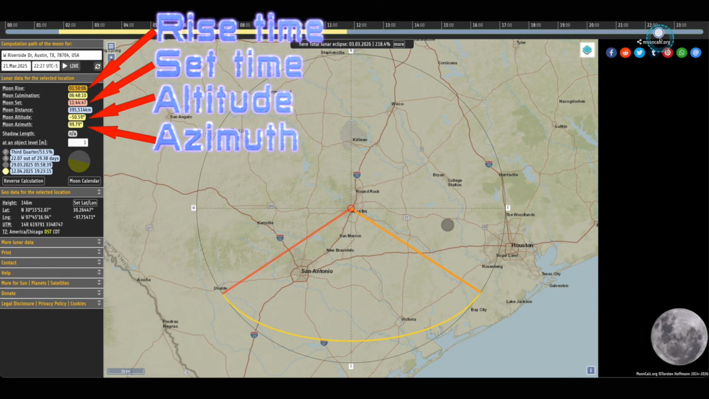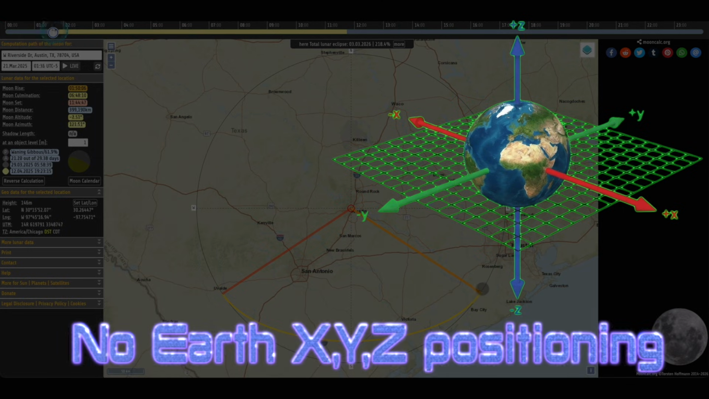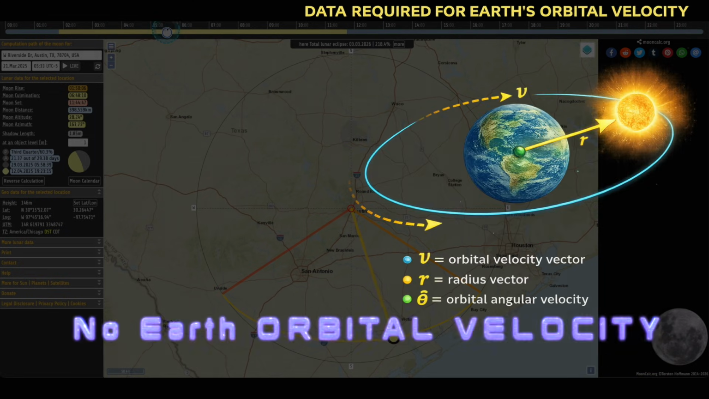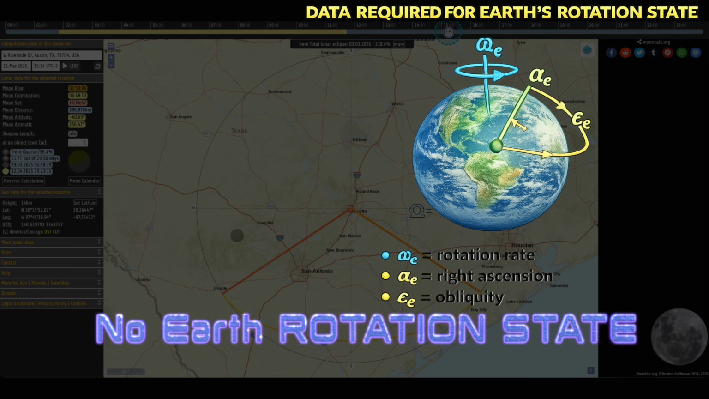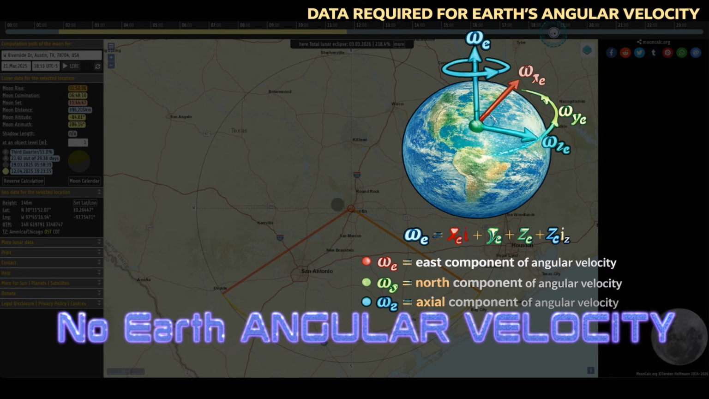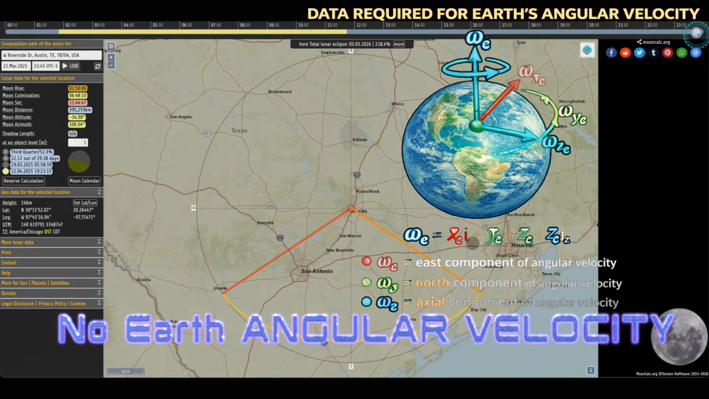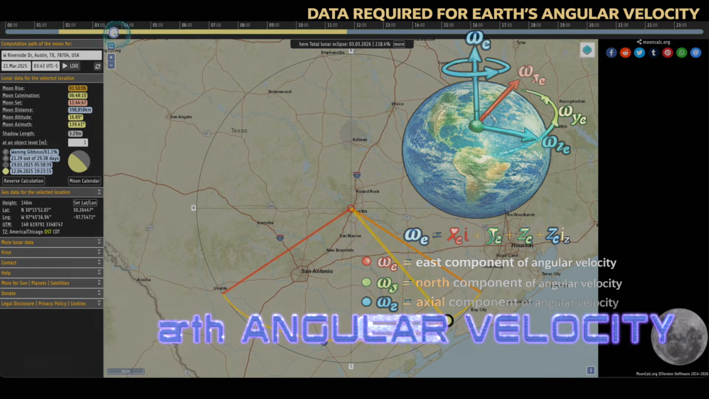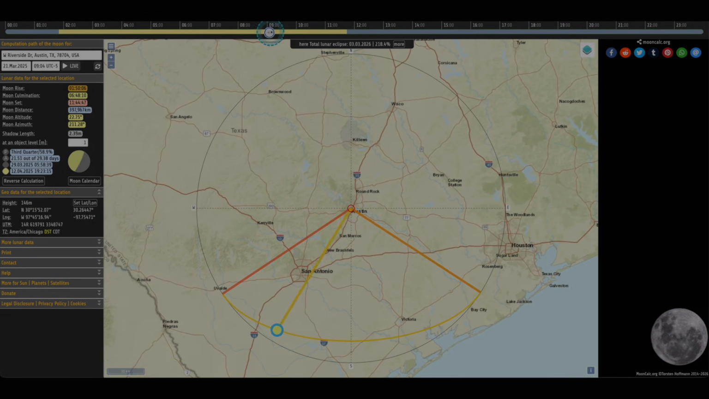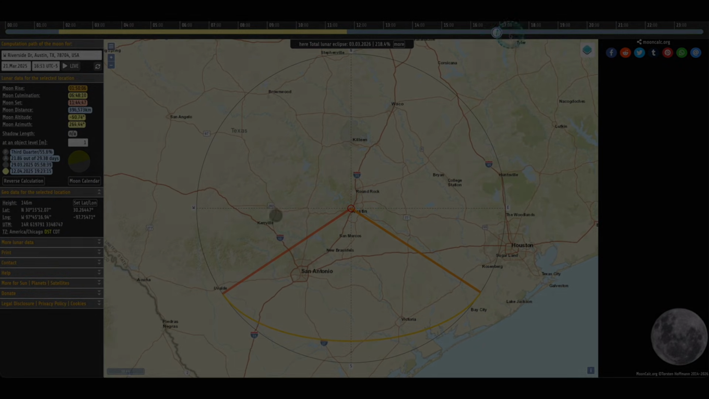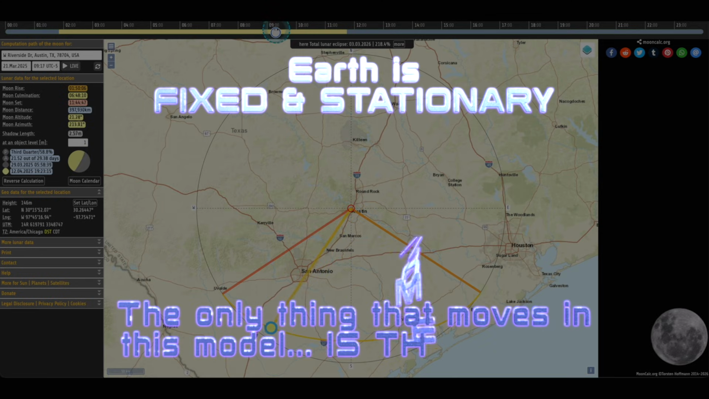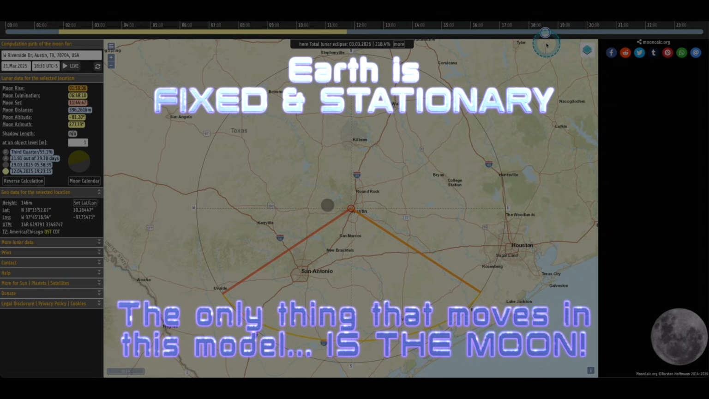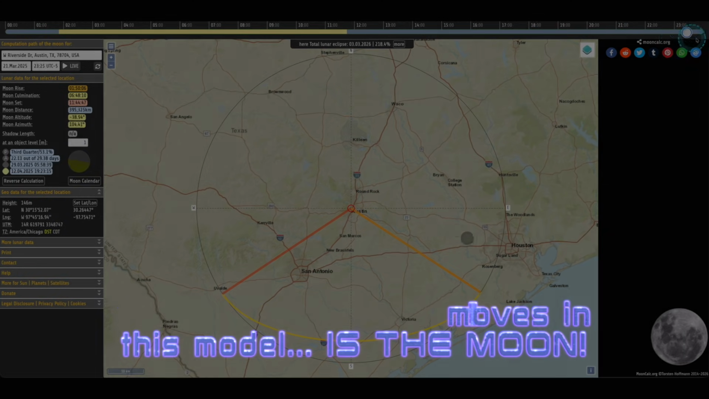They do not calculate Earth's motion. No Earth XYZ position. No Earth orbital velocity, no Earth acceleration, no Earth rotation state, no Earth angular velocity. Spinning spaceball advocates often claim that SunCalc and MoonCalc are secretly globe models, but a model cannot be something it does not calculate. If Earth's motion is not present as data, then Earth's motion does not exist in the model. These tools only work if Earth is fixed and stationary and the luminaries move relative to an observer.